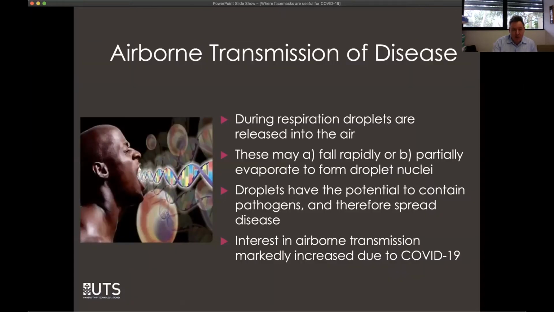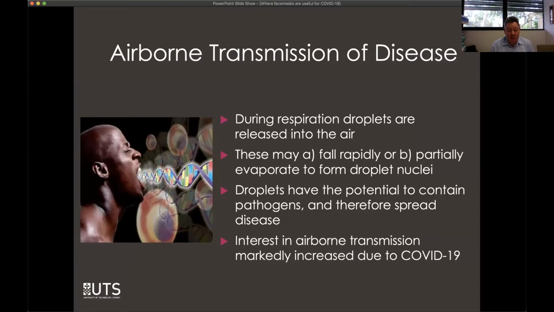Now, much like Tamsin, I've been interested in what this means and what it doesn't mean, and I'll go on to the history of this in just a moment. But just to summarize, during breathing, these droplets are released into the air. The droplets can either fall rapidly or partially evaporate to form what's called droplet nuclei. These two things are important because they give rise to two concepts. The idea that they fall rapidly gives rise to the notion of how far away from people you need to be.